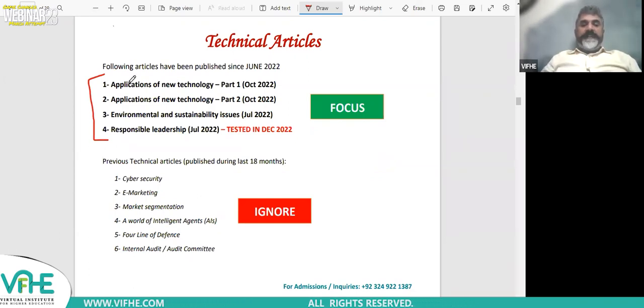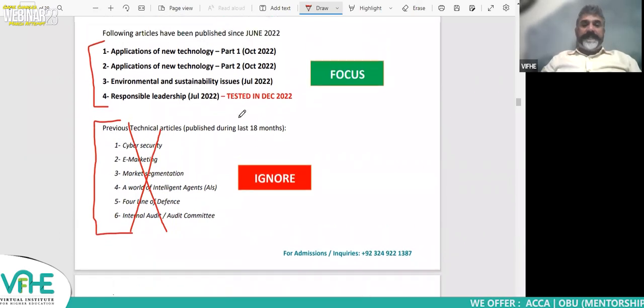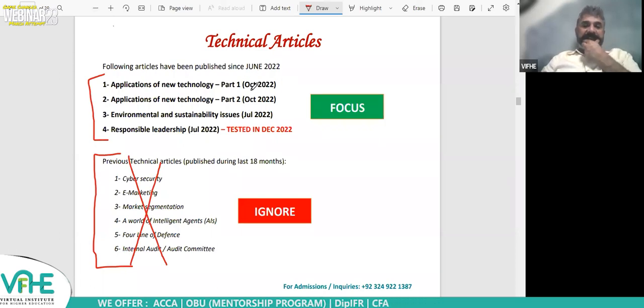So these are the 4 articles which have been published in the last 8 months. All the previous articles are old now, so ignore them. They have already been tested in the exams. But these are the 4 ones. So it's application of new technology. It was published in October, just before the December attempt. Application of new technology part 2. They are basically the same subject.